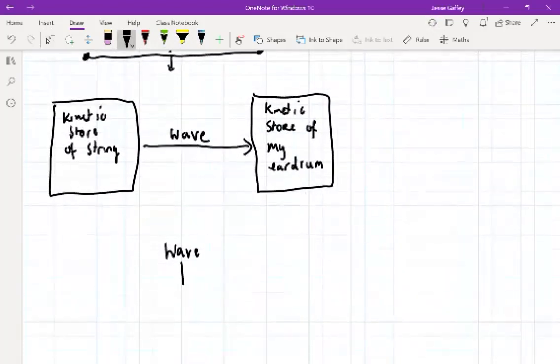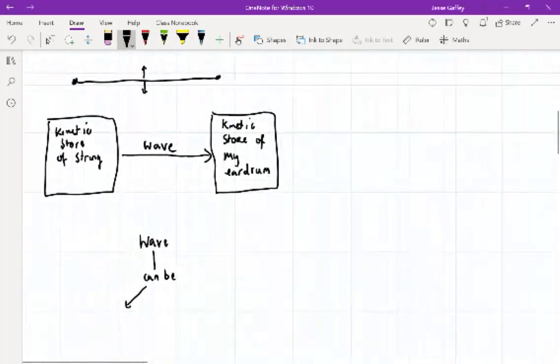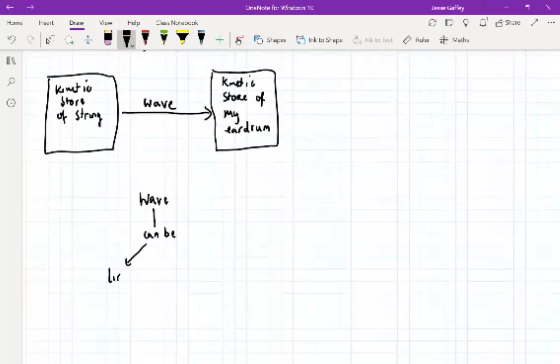Waves can be either light or sound. We can have sound waves and we can have light waves. Now, there are other types which gets a bit more complicated, so we're just going to keep it simple and think about two types of waves.